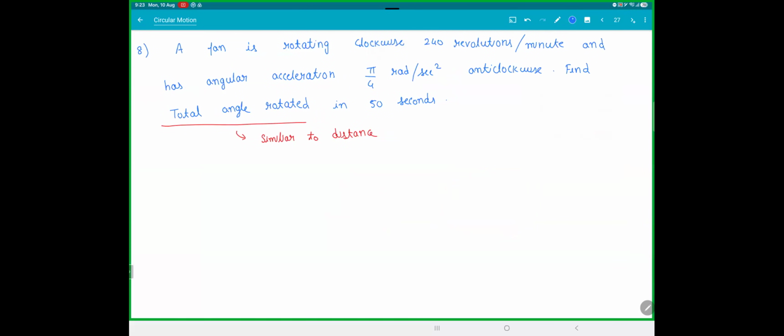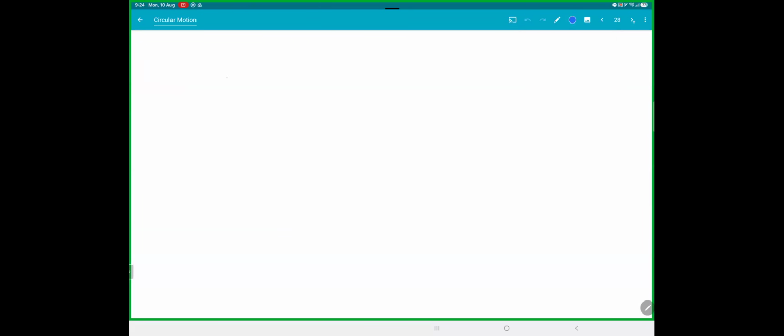So first, let's get the data here. What is omega? Make sure everything is in SI units. So 240 revolutions per minute: a revolution is 2 pi radians, and a minute is 60 seconds. So that's 8 pi radian per second, clockwise. Alpha is pi by 4 radian per second square, anti-clockwise.